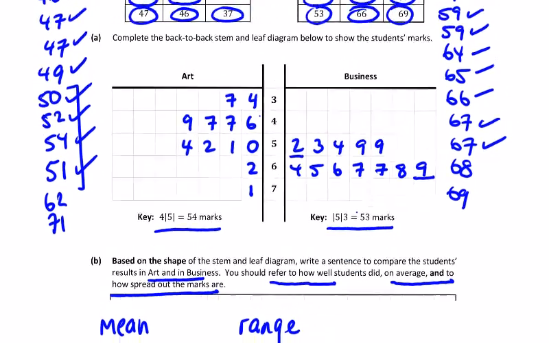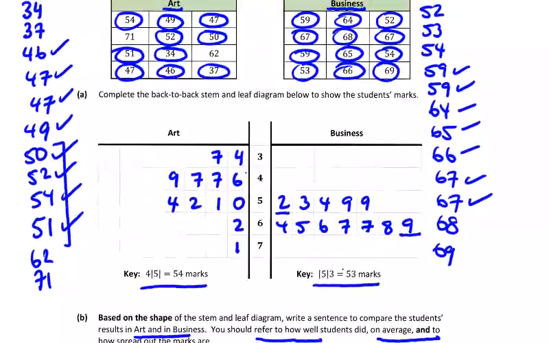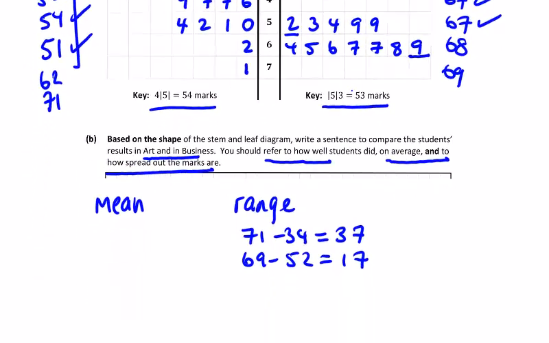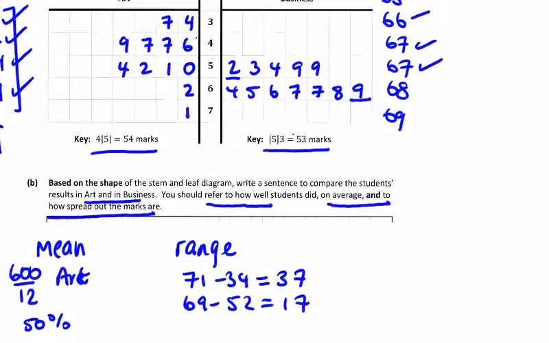So let's add them all up. Take your time in the calculator. We're going to add these 12 numbers together and divide by 12 to get the average. So for art, I'm getting 600 over 12. And 600 divided by 12 is 50. So 50% on average.